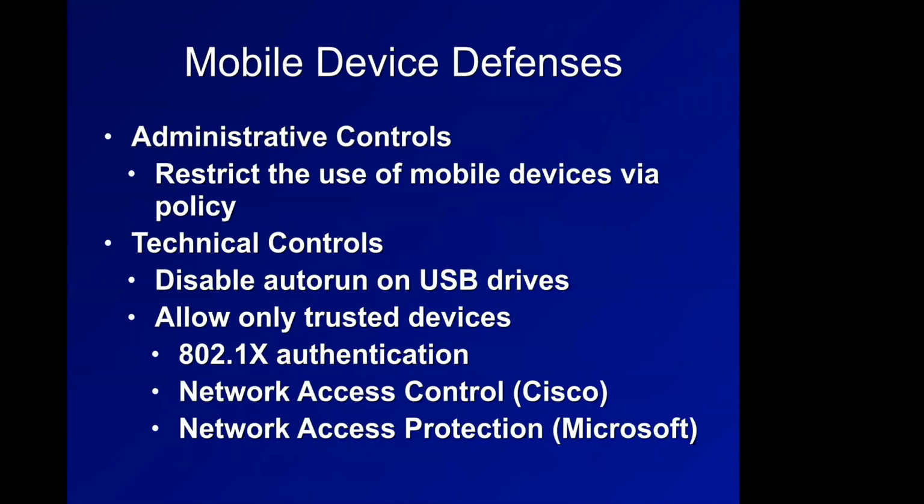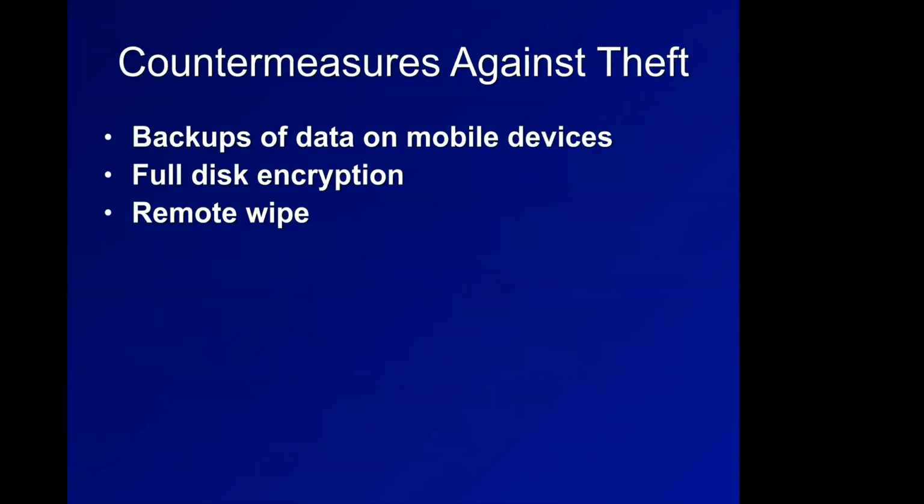All right, and there are other kinds of control here to allow only trusted devices to connect to your network. If you want to prevent people from stealing your data, you can back up the data on a mobile device. That will prevent you from losing data on the mobile device. And then you can use things like full disk encryption and remote wipe to try to make it so that even if someone steals the mobile device, you have some countermeasure.